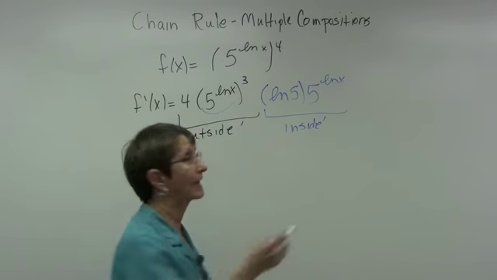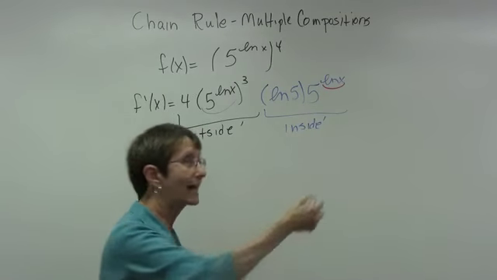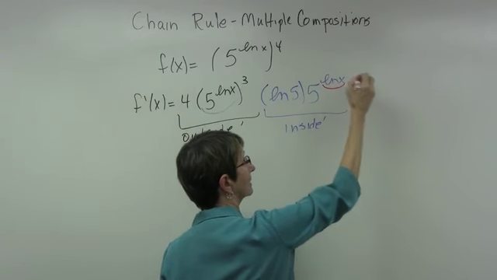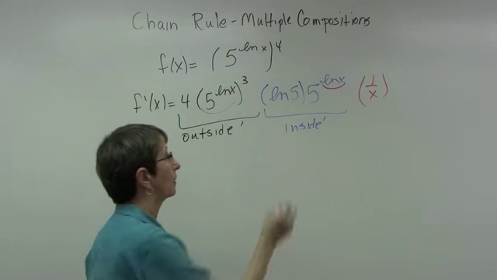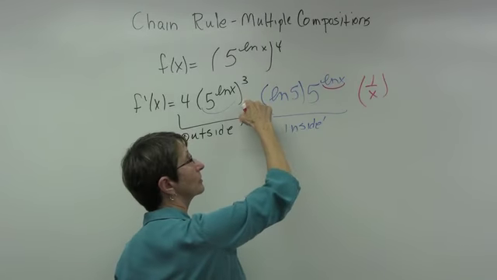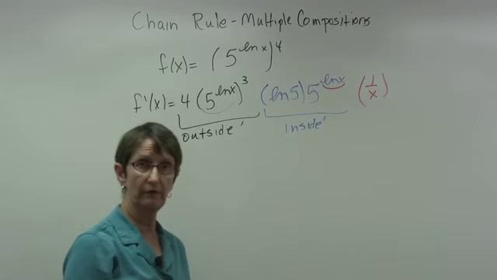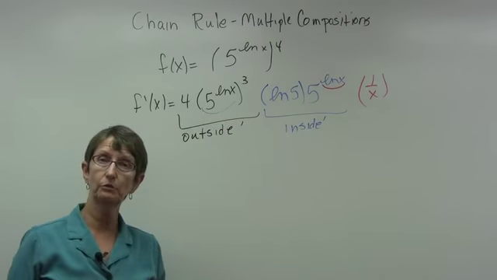But we have our 5 to the ln x. So that is also inside of this part. So I multiply by the derivative of ln x, which is 1 over x. So I multiply outside derivative times inside derivative times the innermost derivative, and this would be what our derivative is equal to.